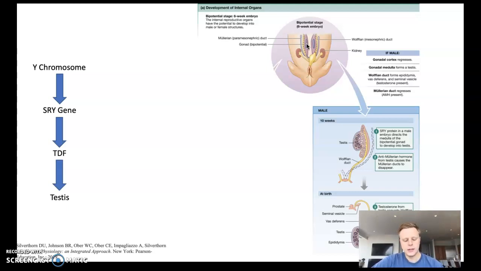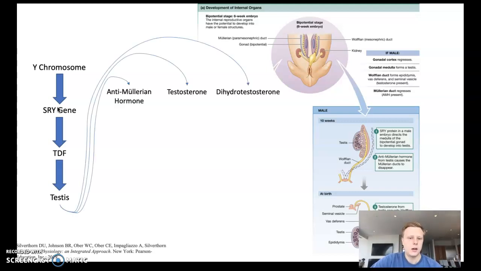As we talked about in the last slide, TDF is formed in the presence of the Y chromosome, with the SRY gene. This factor is able to bind to DNA, as mentioned above, and activate genes that lead to the development of the medulla of the gonads into the testes. Once the testes are differentiated, they can start secreting hormones that influence the development of internal and external genitalia. The 3 main hormones secreted are anti-Mullerian hormone, testosterone, and dihydrotestosterone.